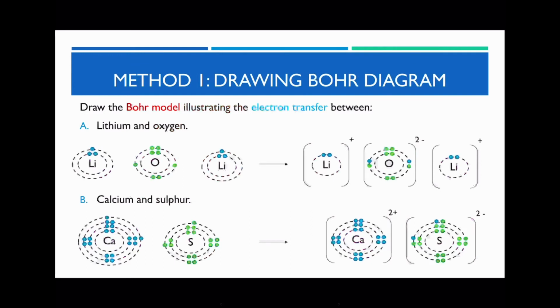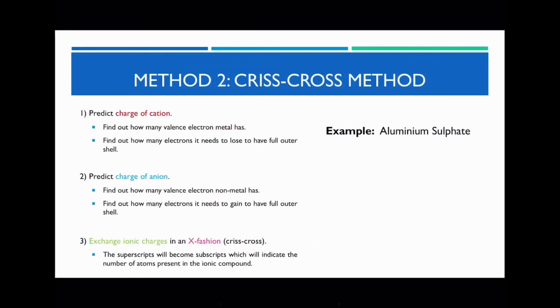Again, using the Bohr diagram, how do we arrive at the ionic formula? For lithium and oxygen, we can clearly say that there are 2 lithium atoms and 1 oxygen, so this becomes Li2O. And for calcium and sulfur, there's only 1 atom of each, therefore this becomes CaS.